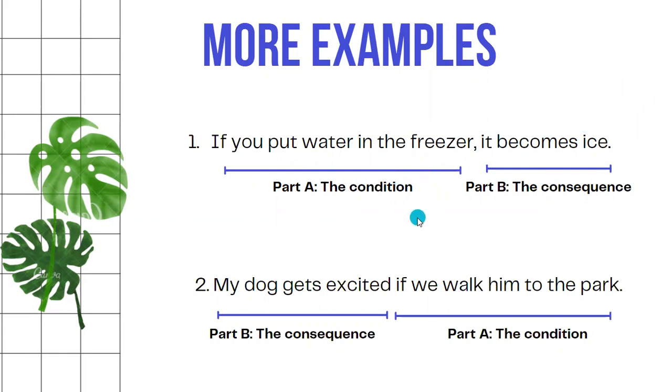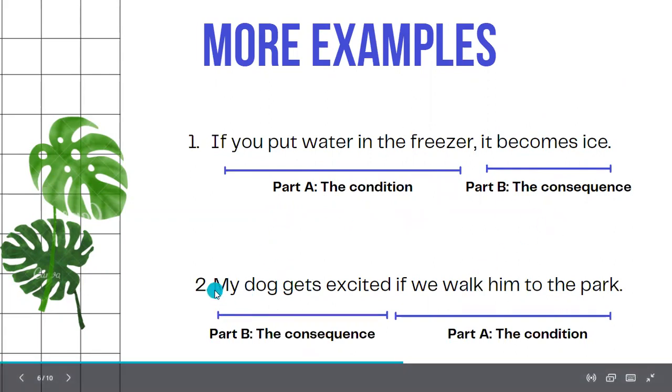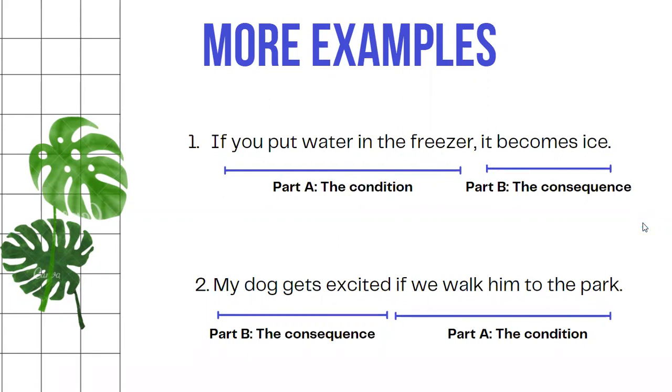And this formula can be switched. We can start with part B, which is the consequence, and then part A. For example, my dog gets excited if we walk him to the park. It is zero conditional, but with the switched order of part A and part B.